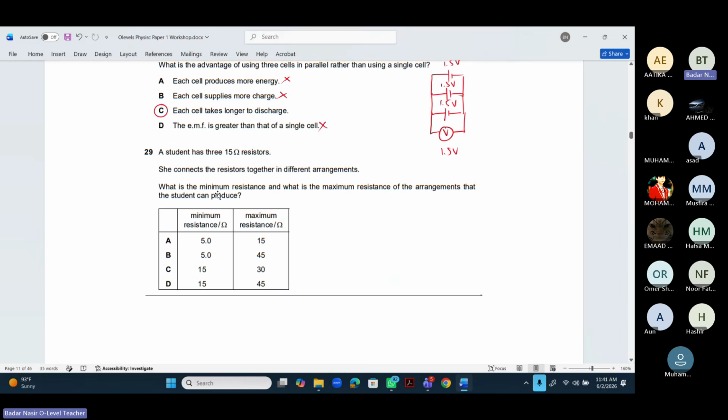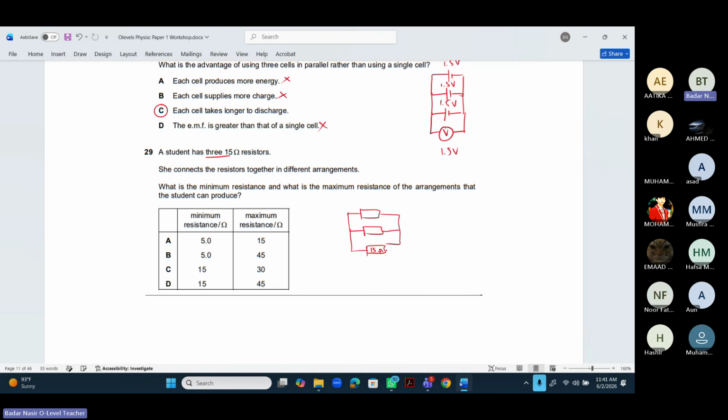A student has 3 15 ohm resistors. She connects the resistors together in different arrangements. What is the minimum resistance and what is the maximum resistance of the arrangements that the student can produce? Okay, so तीन हैं तो सबसे स्मॉलेस्ट रेजिस्टेंस तो तब होगी अगर आप तीनों को पैरेलल में लगा दो. So ये भी 15 ohm, 15 ohms and another 15 ohms.